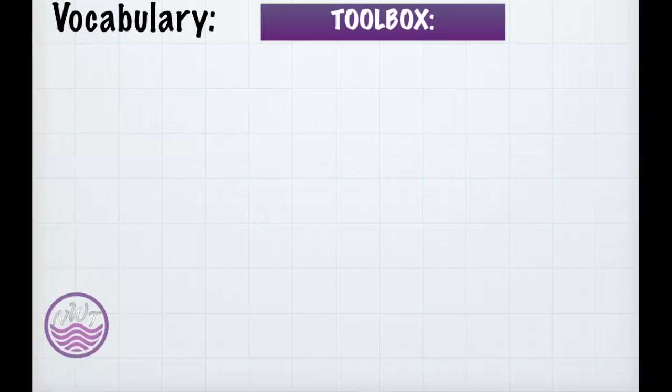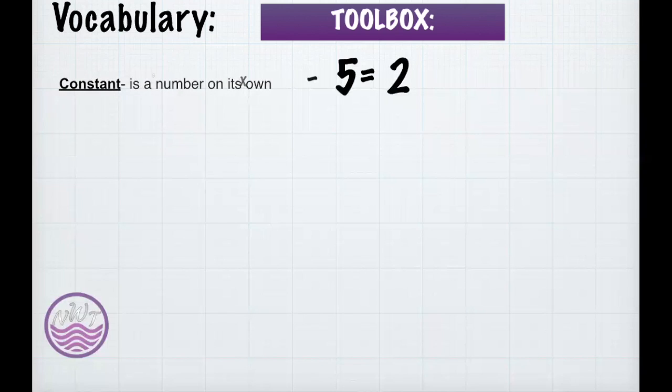So the first vocabulary word that we have is constant. Basically, a constant is a number that is strictly on its own. So if I gave you something like 6x minus 5 equals 2, which is what we're going to see today, a constant would be the number that's by itself. By itself, I mean that it does not have anything attached to it, aka a variable, which we'll talk about in a moment.